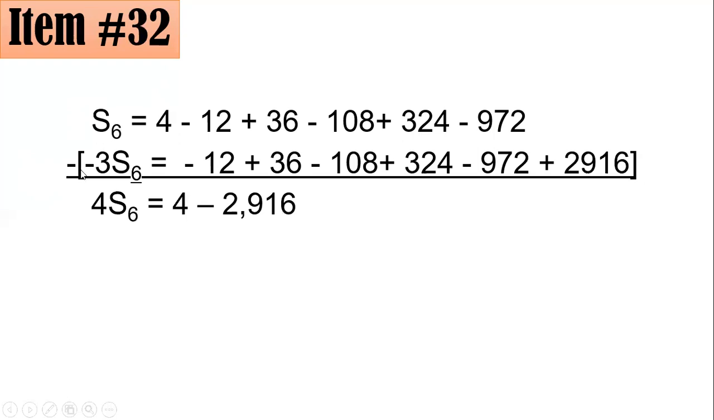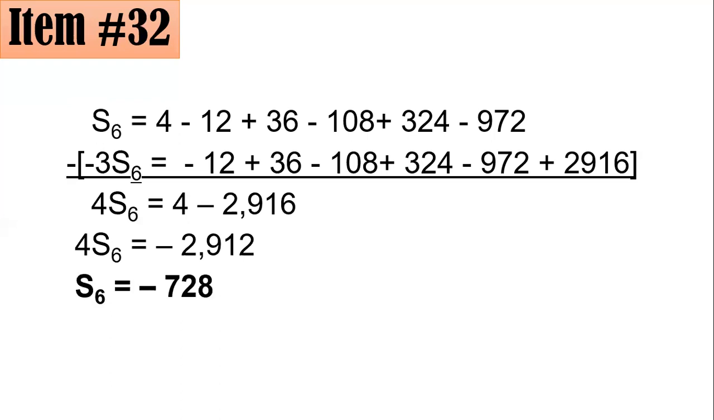Subtracting them, S sub 6 minus -3 S sub 6 will give you 4 S sub 6, which is equal to, this one here has nothing in the bottom, so 4. And here, since you are subtracting, this will become minus 2,916. Simplifying the right side, it becomes -2,912. Dividing both sides by 4 gives you the sum of the first 6 terms, which is -728. I hope you got letter A. And if you did, great job.